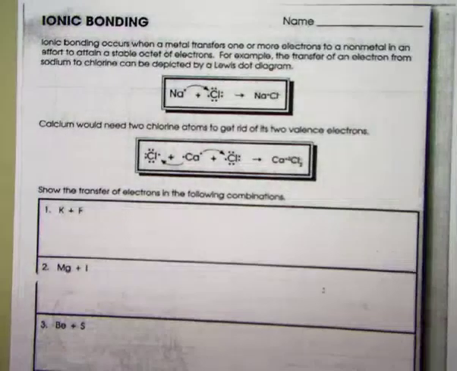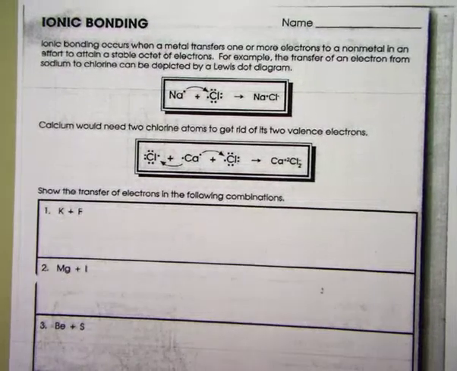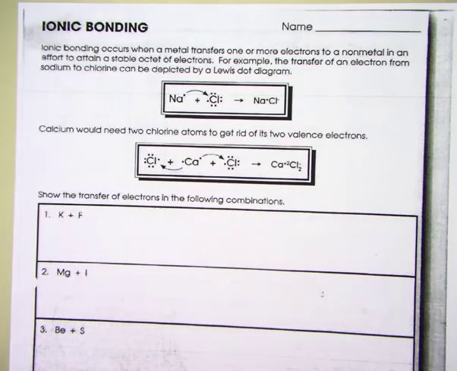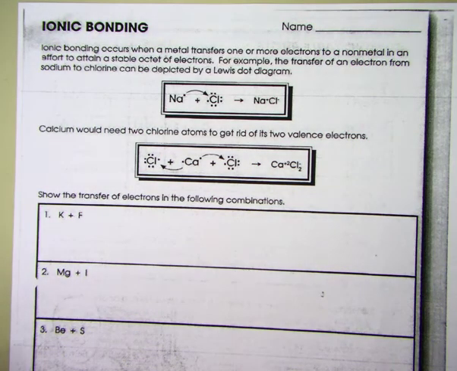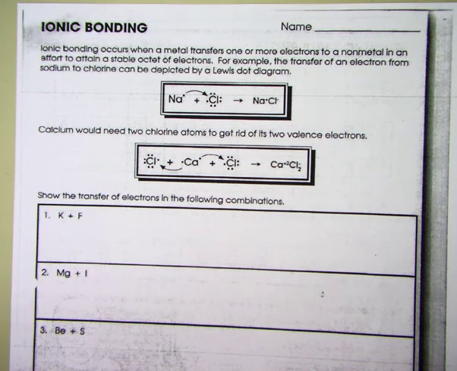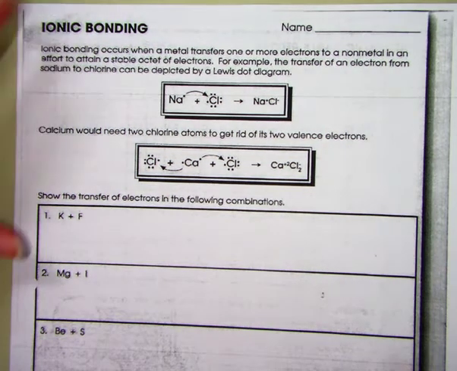Okay, here we have ionic bonding, the worksheet that we did today in class. So what we're trying to do is figure out how these elements combine together in an ionic bond. To do that, we are going to look at their valence electrons. To figure out the valence electrons, we're looking at the electrons in the outer orbital.